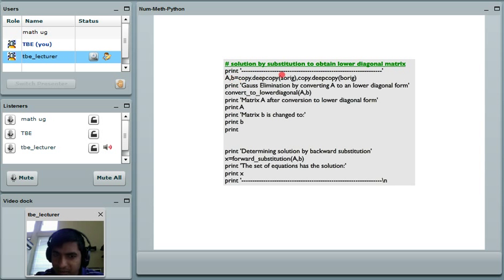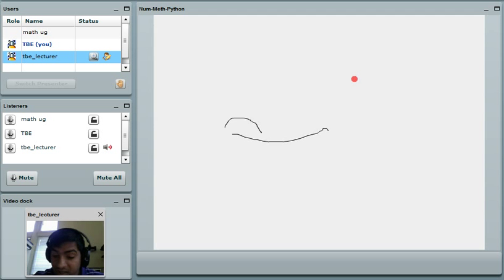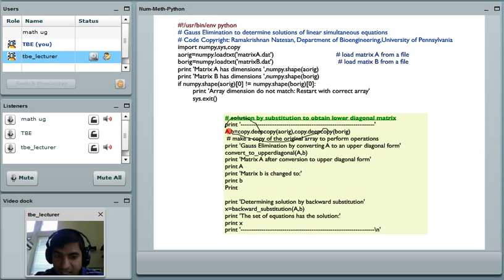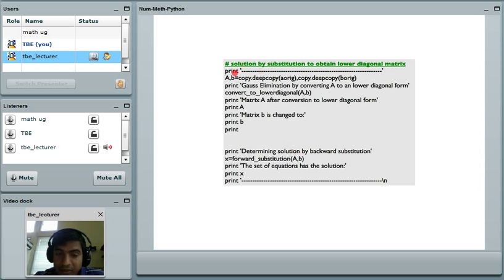I copy A and B from the original array, because you remember when I did this conversion to upper diagonal, A and B were changed because the whole array operated on whatever you passed. So if you pass the A and B you got without copying, you're going to get wrong results. So again I start fresh by saying A and B are now again A original and B original.